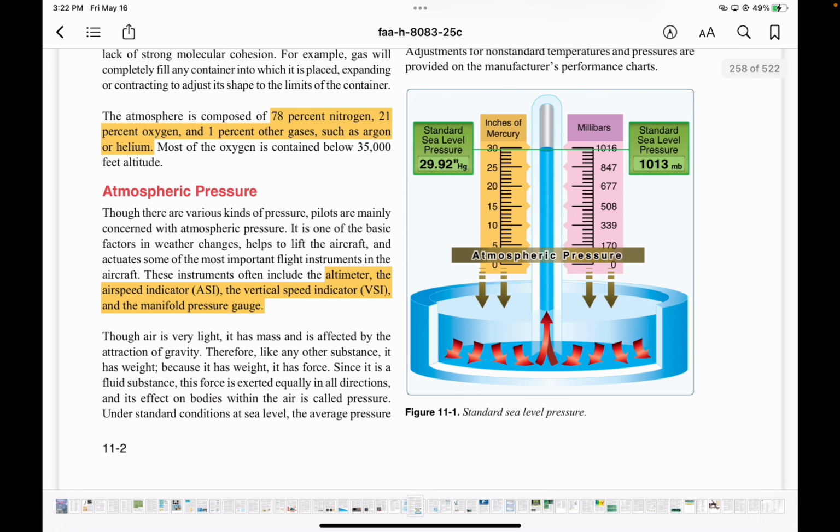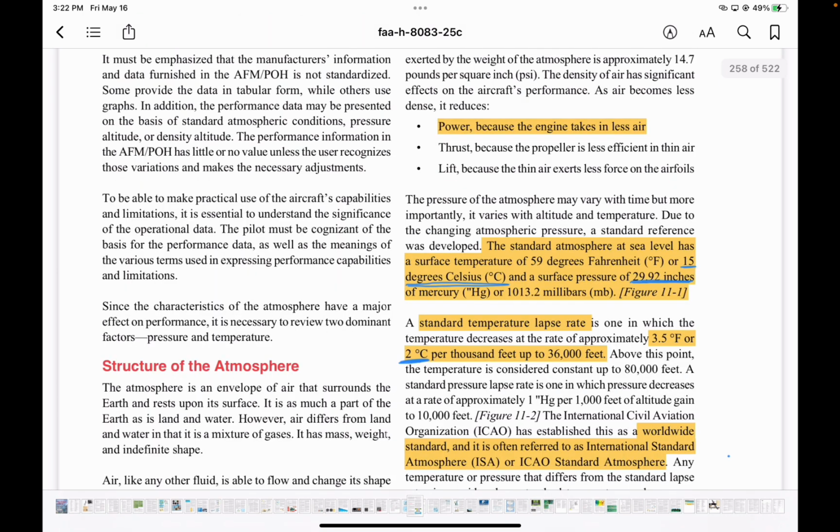Why do we care about it? Because it affects our airplane's performance and our instruments too. Those instruments include the altimeter, the airspeed indicator, the vertical speed indicator, and the manifold pressure gauge. Okay, so as pilots, we really care about the density of the air. Density meaning within a given volume, how much air is in that.